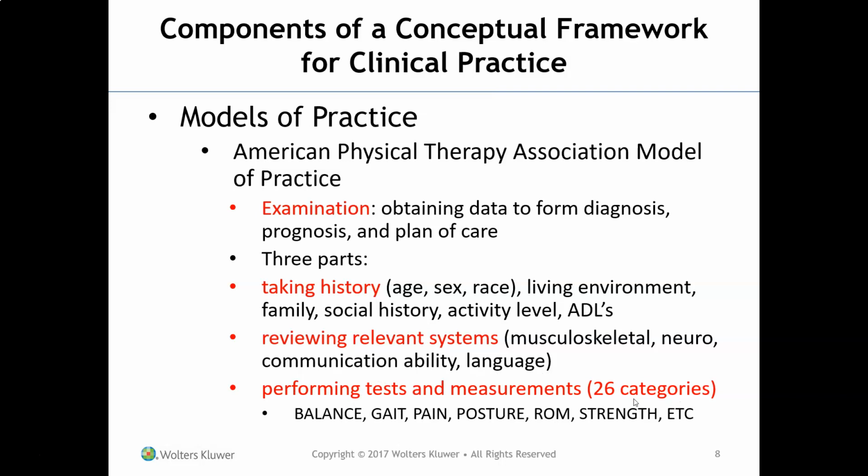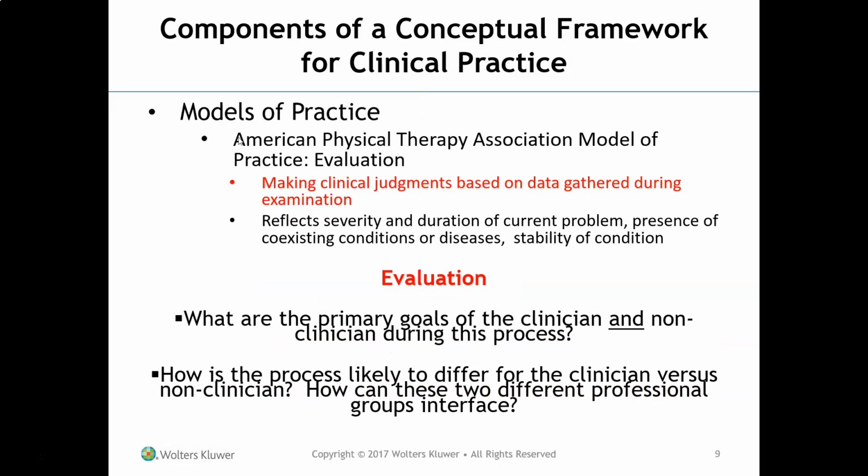There's 26 categories, and that can include balance, gait, pain, posture, range of motion. I'm going to teach you not all of them, but a significant chunk of these balance tests and these gait measurements. Again, in the American Physical Therapy Model of Practice, the evaluation is now you're going to make clinical judgments based on the data gathered during the exam. So it reflects severity and duration of current problem, presence of coexisting conditions, stability of conditions. So all those factors will go into the evaluation.